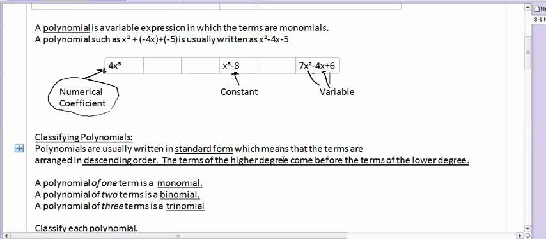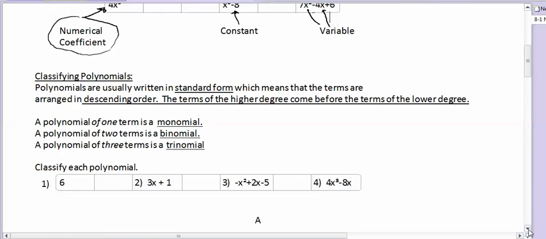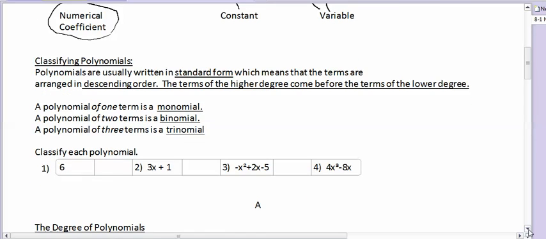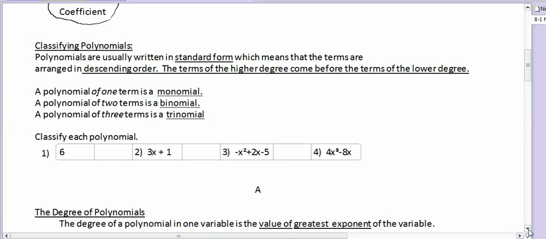Okay, a little bit more terminology. We're going to classify polynomials, put them into categories where they belong. Polynomials are usually written in standard form, which means that the same terms are arranged in descending order. The terms of the higher degree come before the terms of the lower degree. Okay, we're going to find out what a degree is and what I'm talking about as far as descending order, but write that down. That's our definition, how we should classify polynomials and write them in descending order.